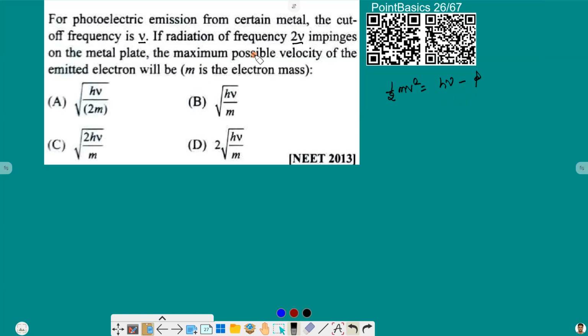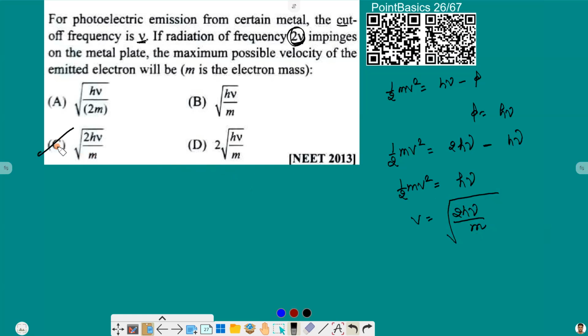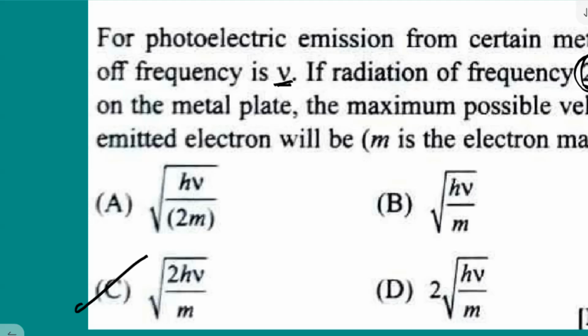So initially, as mentioned here, the cutoff frequency is nu. So we can write that phi is equal to h nu, and frequency of the incident radiation is 2 nu. So this formula will become half m v square is equal to 2 h nu minus h nu. So half mv square is equal to basically h nu, and velocity will be square root of 2h nu by m. That is option C for us. Let's move to the next one.